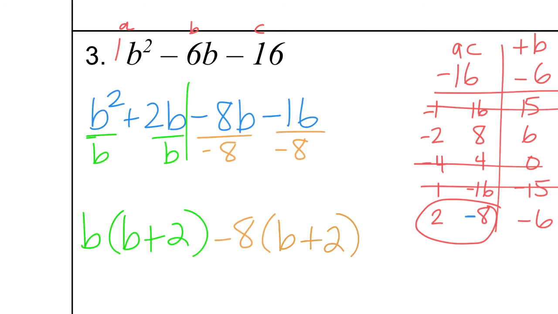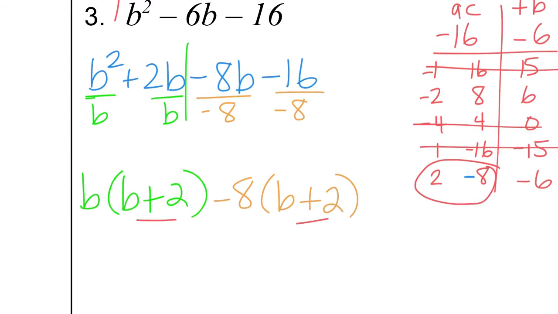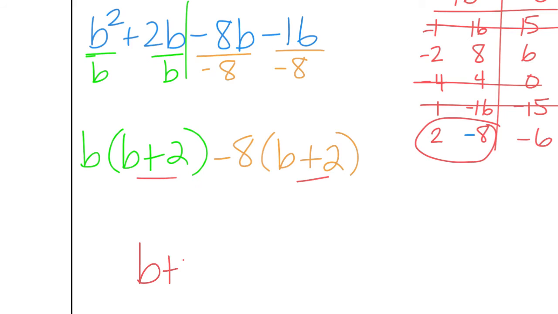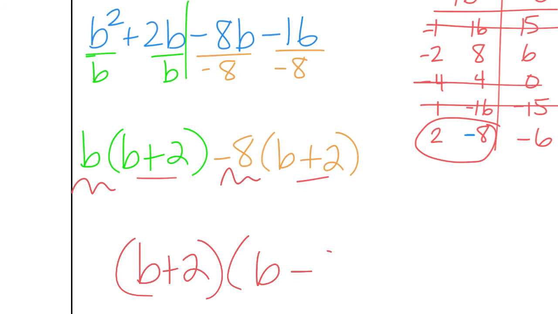Okay, so I know I did this correct because what's in the parentheses is the same for both of them. And that's going to be my first factor. And then my second factor is everything on the outside. So b minus 8.